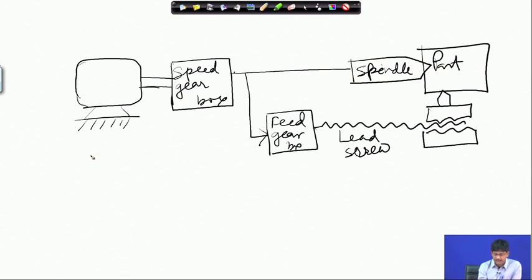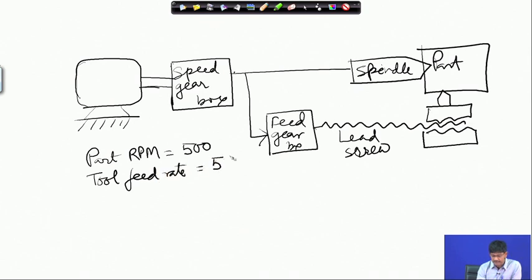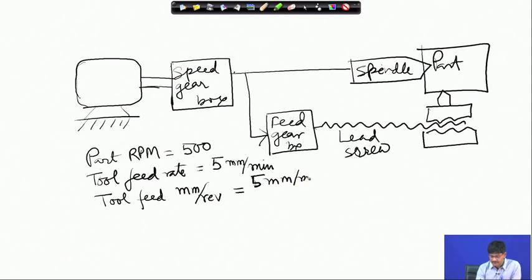Say the part rotation is part RPM equal to, say, 500, and say the tool feed rate is 5 millimeters per minute. In that case, tool feed in millimeters per revolution of workpiece comes out to be 5 millimeters per minute by 500 revolutions per minute.